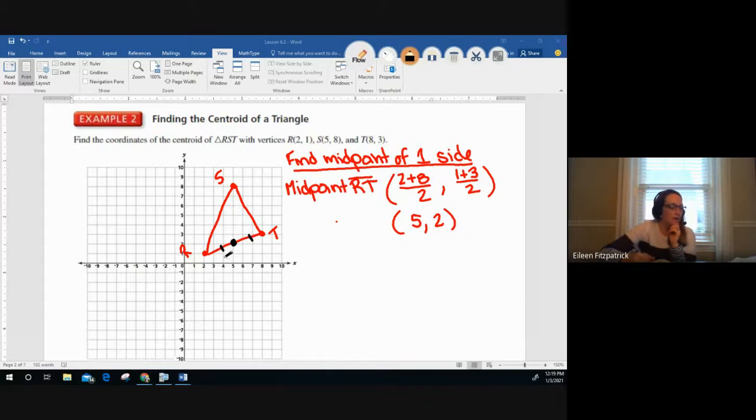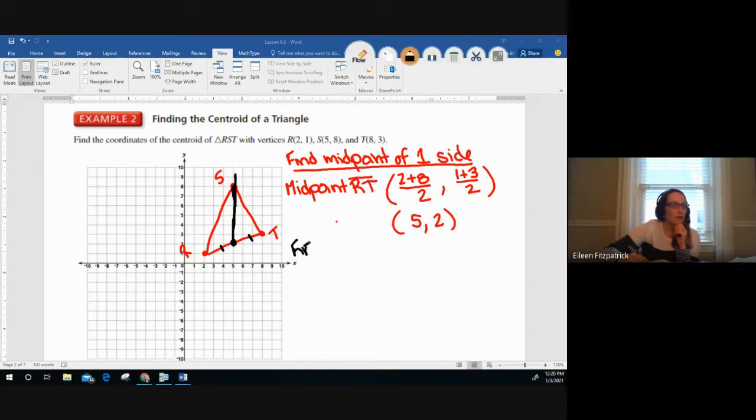All right. Then from there, you want to find the length of the median using the distance formula. So remember, the median goes from the vertex to the midpoint of the opposite side. It does not have to be perpendicular. So here is my median. If I can draw straight, there we go. Oh, this is getting messy. And I want to find the length of this median, so from point S to the midpoint.